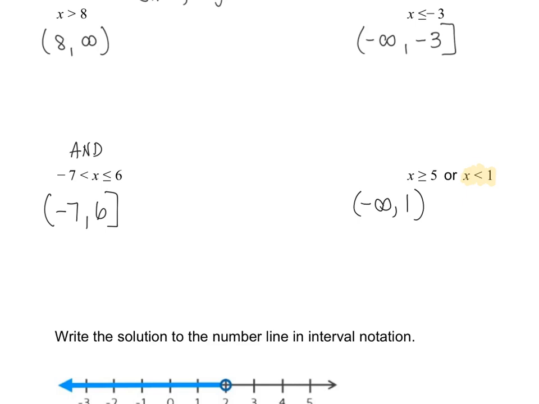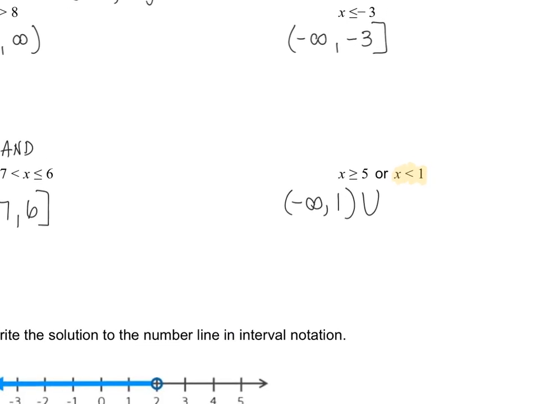Next, to represent that word "or" in mathematical notation, we use something called a union symbol. It's basically a capital U. It is read "or" when you read intervals.